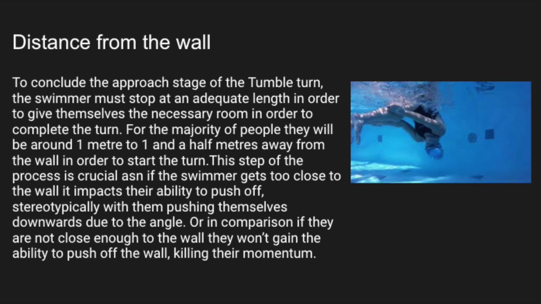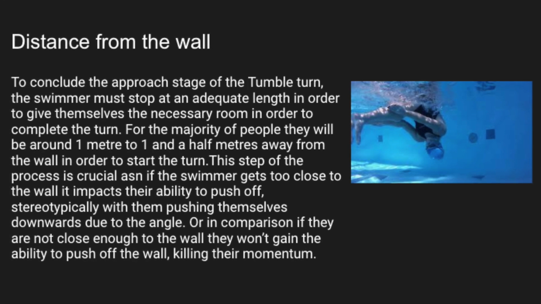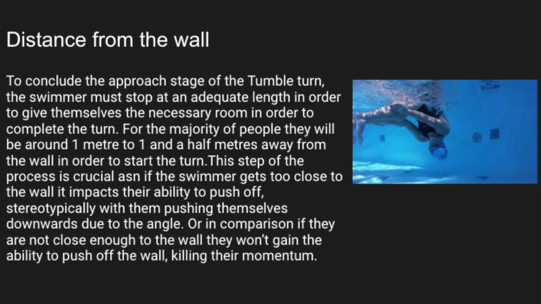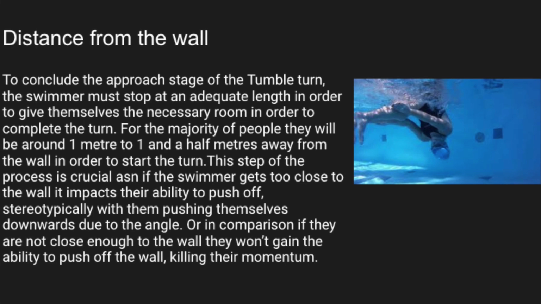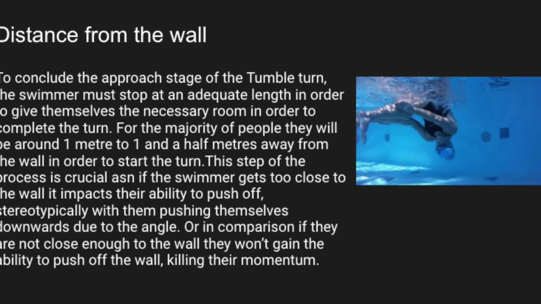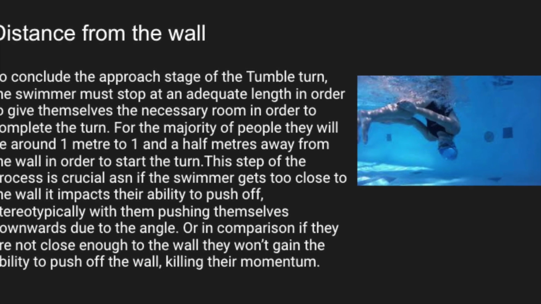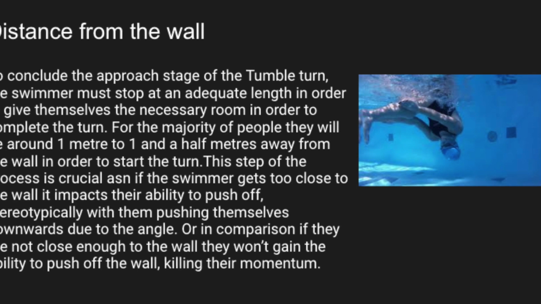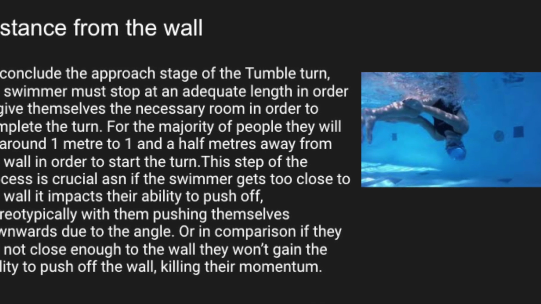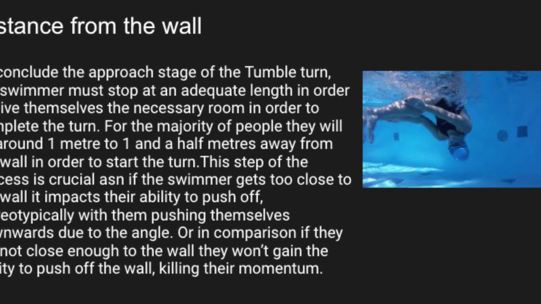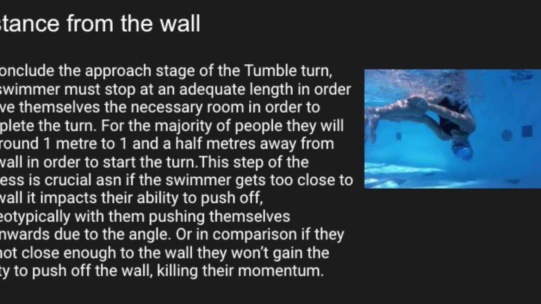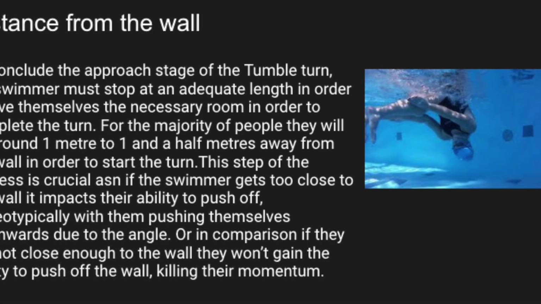Distance from the wall. To conclude the approach stage of the tumble turn, the swimmer must stop at an adequate length in order to give themselves the necessary room in order to complete the turn. For the majority of people, they will be around 1 metre to 1.5 metres away from the wall in order to start the turn. This step of the process is crucial, as if the swimmer gets too close to the wall, it impacts their ability to push off, typically with them pushing themselves downwards due to the angle. Or in comparison, if they are not close enough to the wall, they won't gain the ability to push off the wall, killing their momentum.